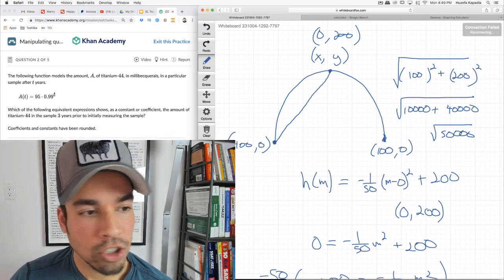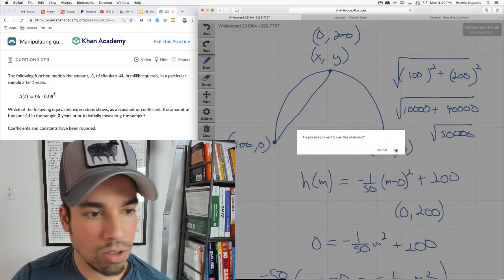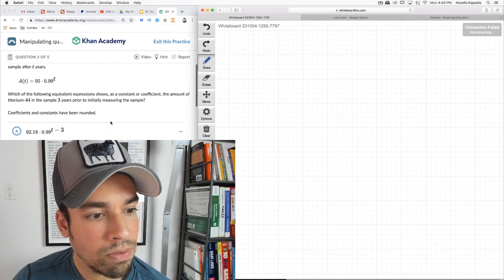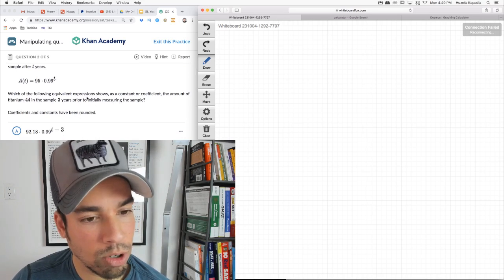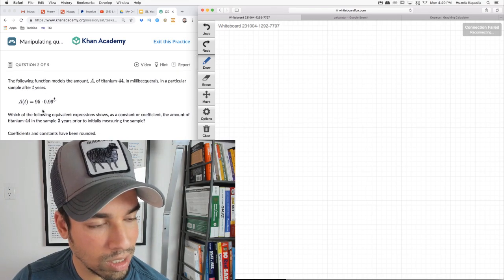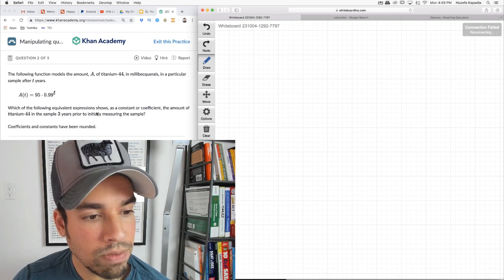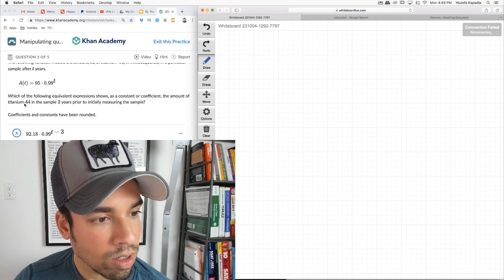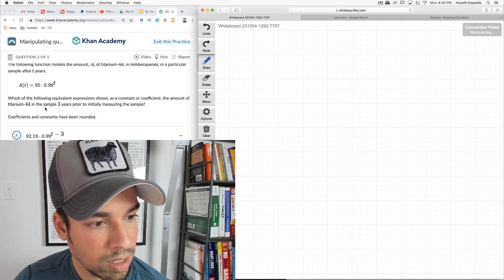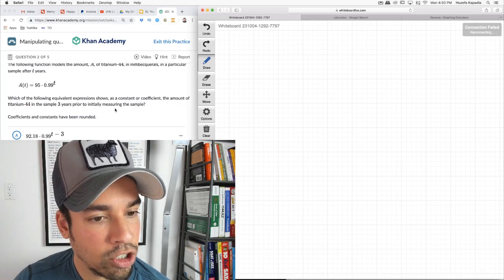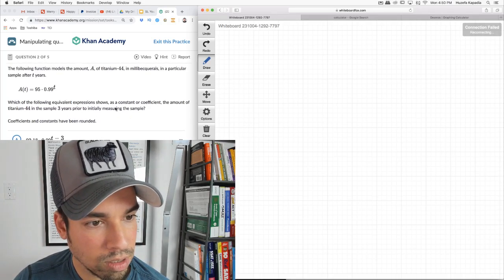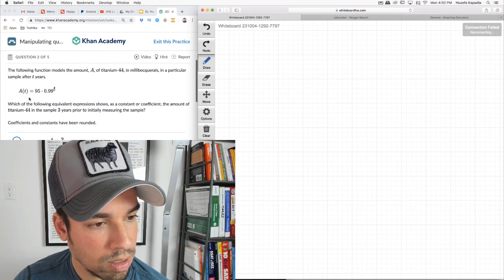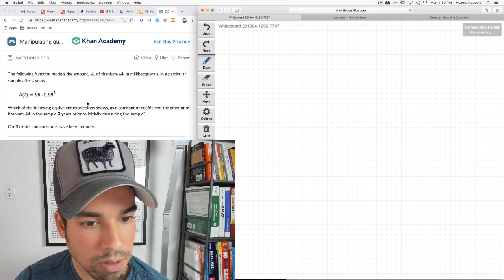The following function models the amount A of titanium 44. Which of the following equivalent expressions? Because again, we're going for equivalent expressions. We don't usually need to understand this so well. Which of the following equivalent expressions shows as a constant or coefficient the amount of titanium in the sample 3 years prior to initially measuring the sample? Okay. So it would be 3 years prior.